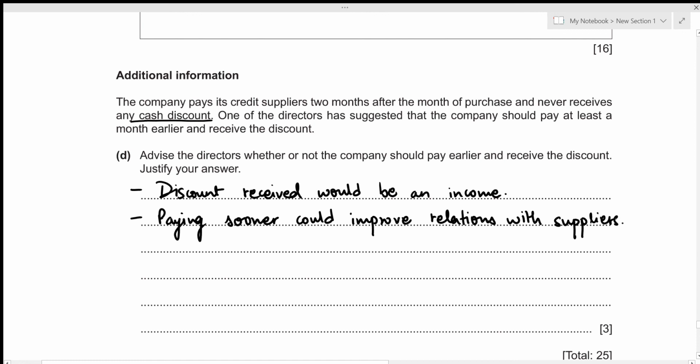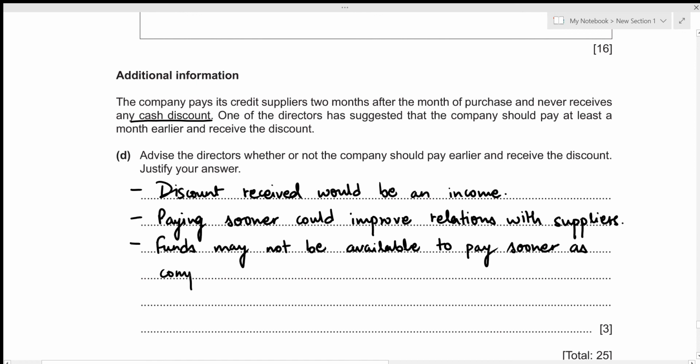But we also know that the company is operating in an overdraft because we have been receiving a negative balance for the majority of the months. So maybe the funds may not be available to pay sooner due to that particular reason. Let's write it down. Funds may not be available to pay sooner as company already operates on overdraft.